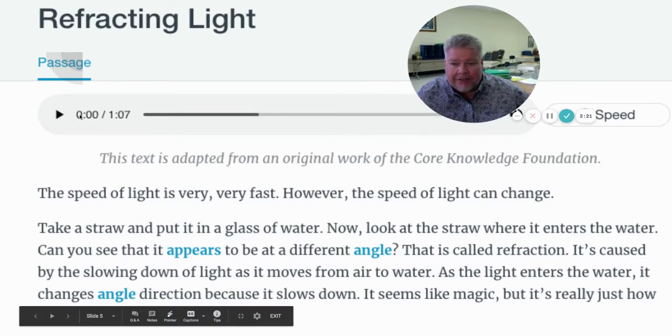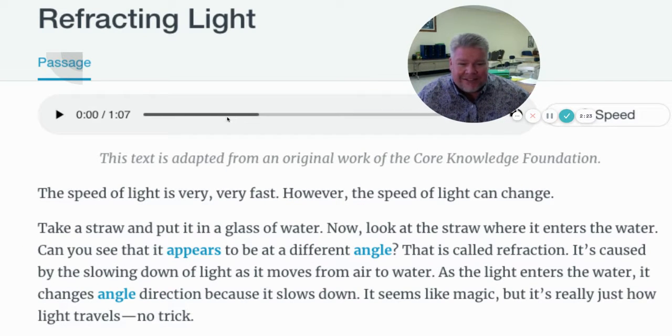You can't play this, sorry. If you were on the ReadWorks website, you could listen to it. But not on these slides. You're going to listen to it anyway because I'm going to read it to you. So let's take a look at this passage called Refracting Light. It's very simple. You'll have 4 questions again today from this text. All right, so here we go.